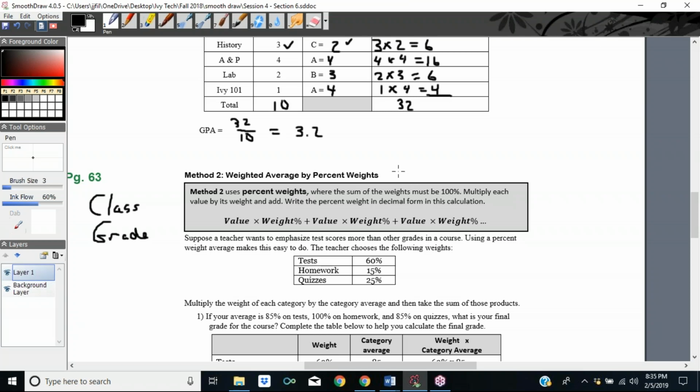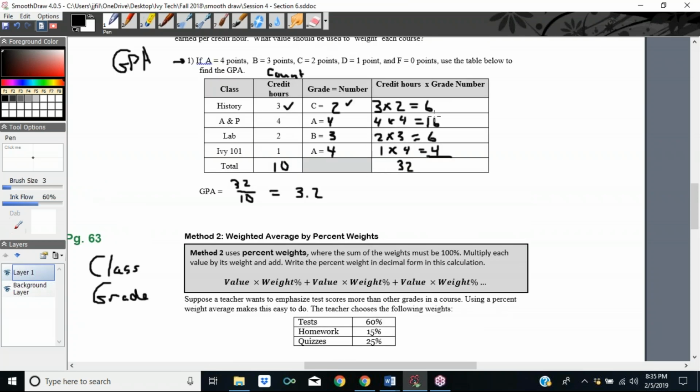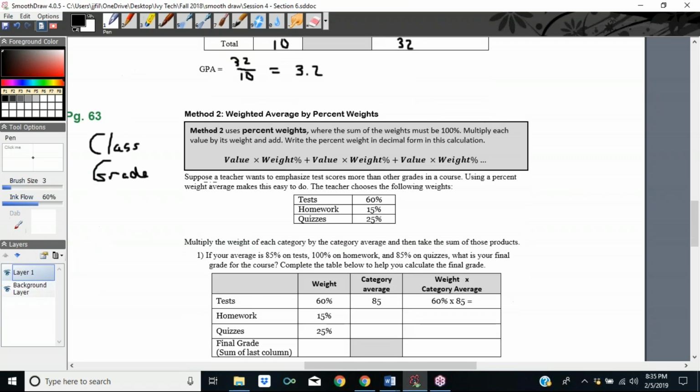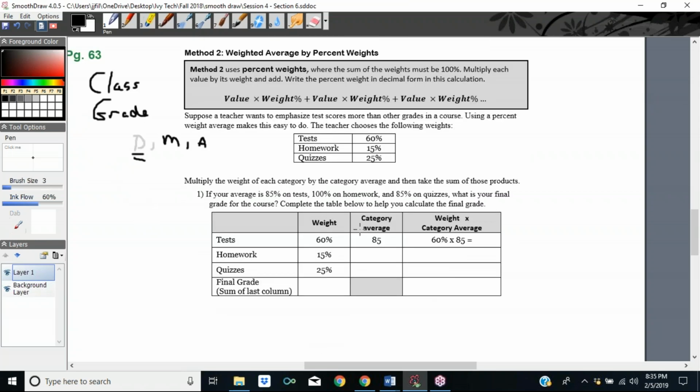So look at the process that we just did. We multiplied, added, and then divided. So we multiplied, then we added, then we divided. For method 2, we're going to multiply, and then we're going to add. Actually, I'm going to put a little ghost D right here. It's really divide, multiply, and add. But that division we're going to do kind of in our head.